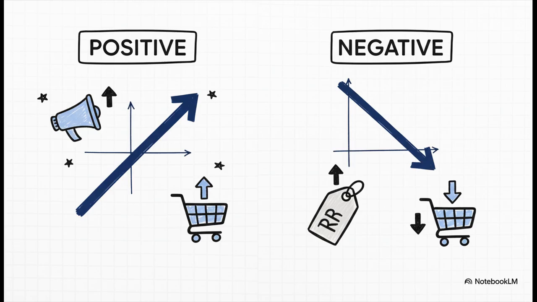So what do I mean by how they're connected? Well, a positive correlation means that as one thing goes up, the other one tends to go up too. You spend more on ads, you get more sales. Simple. A negative correlation is just the opposite. As one thing goes up, the other tends to go down. Understanding which way the clue is pointing is absolutely crucial.